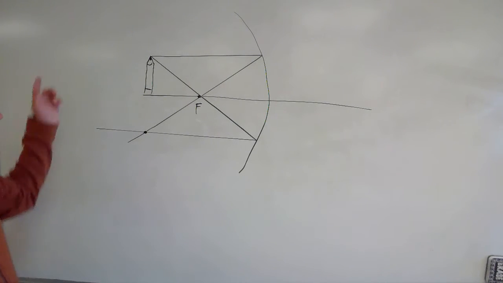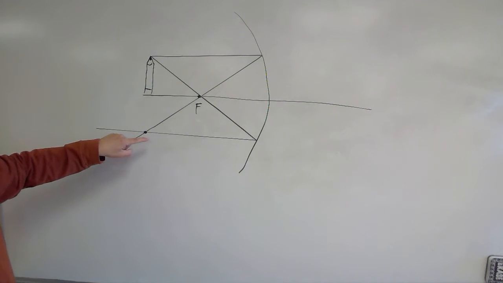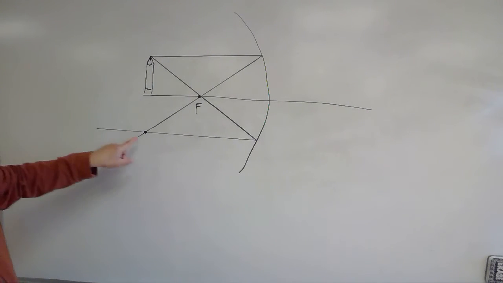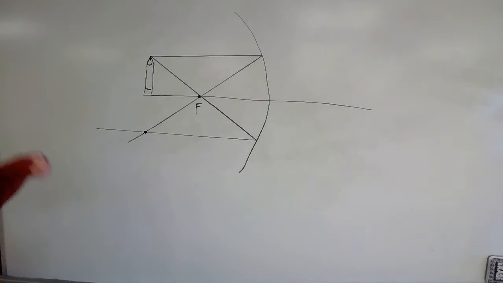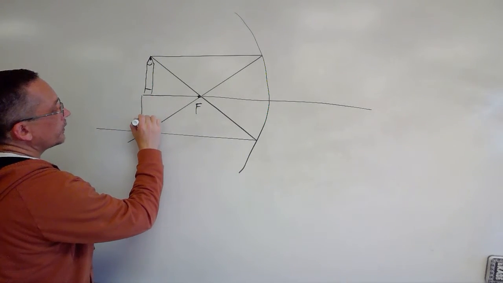So here is my object. Here's where the image is going to be. So from the top of the object, this is the top of the image. Let me draw something like this.